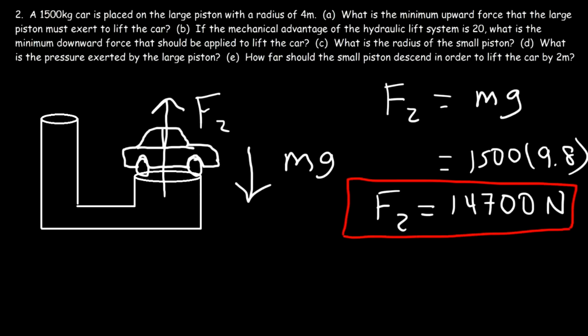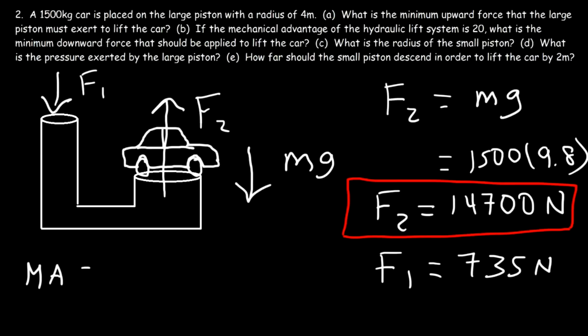Now let's move on to part B. If the mechanical advantage of the hydraulic lift system is 20, what is the minimum downward force that should be applied to lift the car? So we know that a small force is associated with the small piston, and a large force is associated with the large piston. So if the mechanical advantage is 20, that means that the small force has to be 20 times less than a large force. So it's going to be 14,700 divided by 20. So therefore F1 is 735 newtons.